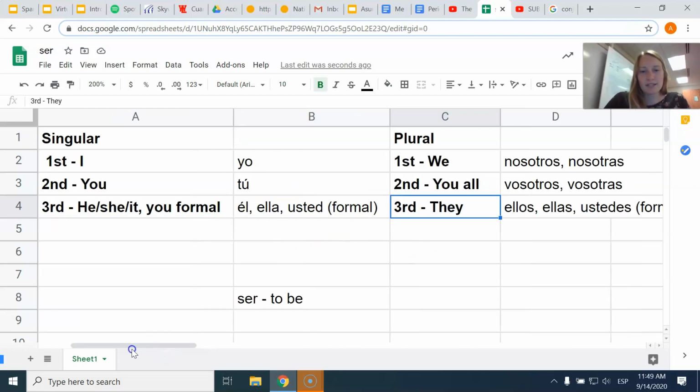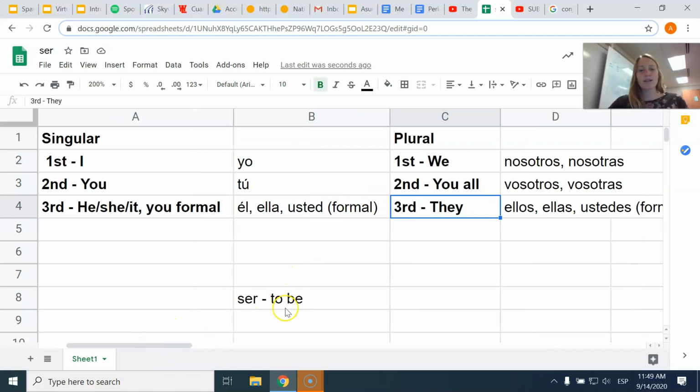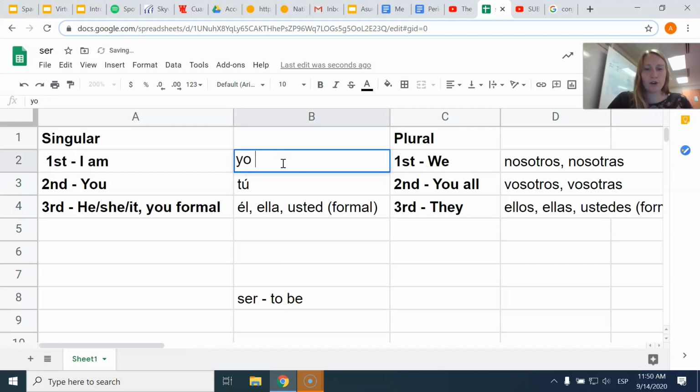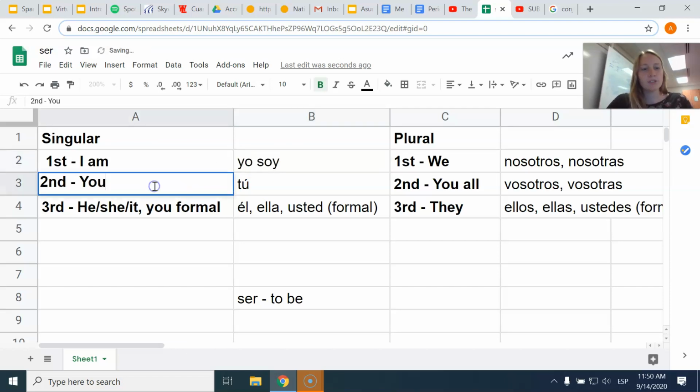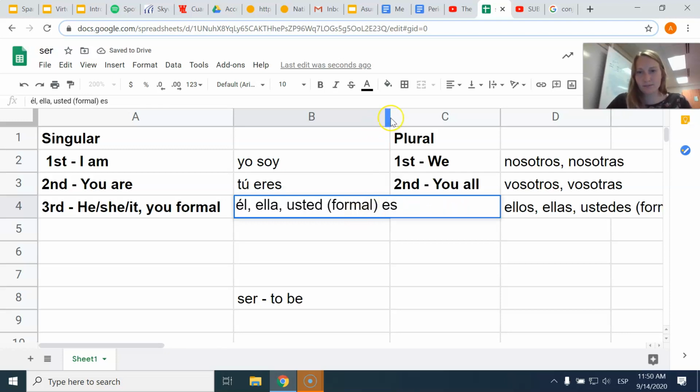So anyway, now that we know our subject pronouns, yo, tú, él, ella, or usted, nosotros, vosotros, and ellos, now we're going to learn what the verb for ser is, so to be. So for example, I would be I am. So yo is yo soy. You is you are. So how are we going to say that? In Spanish, it's tú eres. He, she, or it, or you formal are all going to use the same, and it's just es.